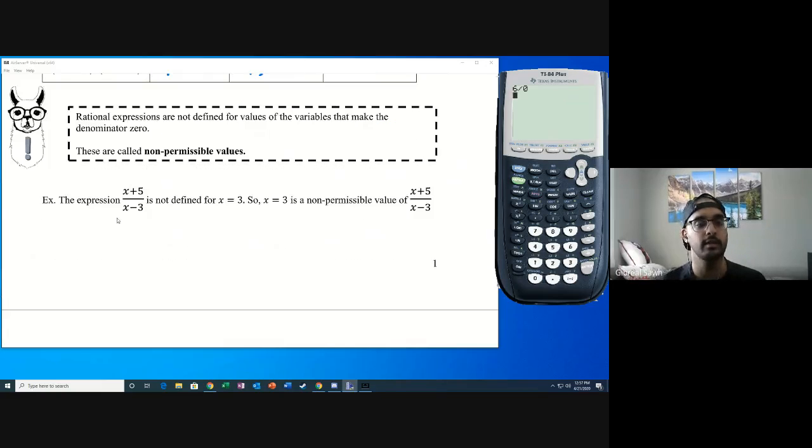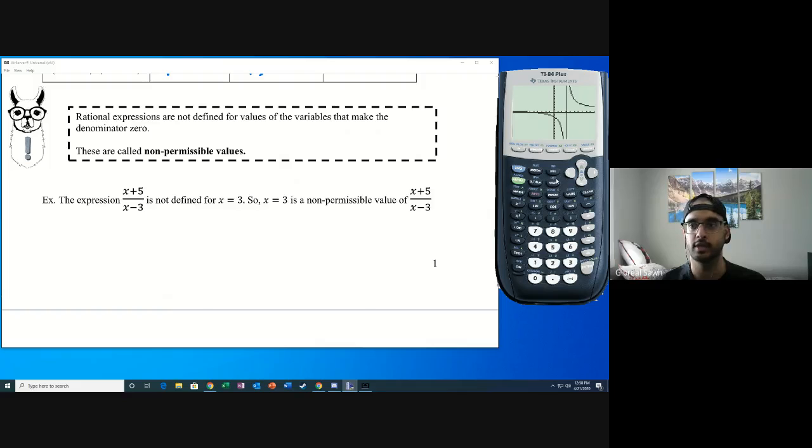Okay, example underneath, the expression x plus 5 over x minus 3 is not defined for x is equal to 3. So we can say that x equals 3 is a non-permissible value of this. It's not allowed. Now you might be able to think about this already, but let's go see what that graph looks like. I know it doesn't talk about it in here, but the graphs end up being quite interesting. So if I do x plus 5, I divide it by x minus 3, we can see what that graph will look like.